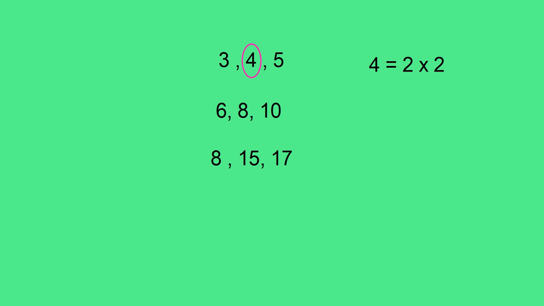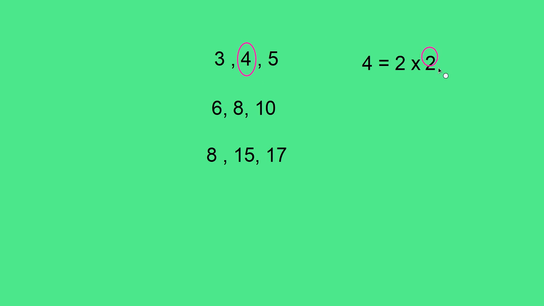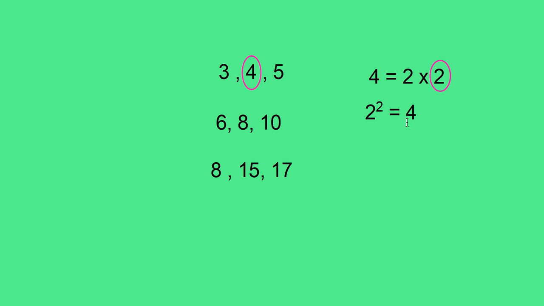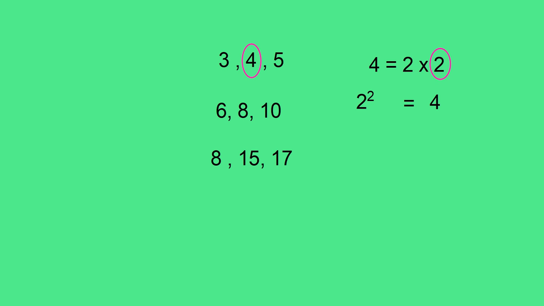How can you find out a Pythagorean triplet if you know a number, if you know one of its sides? Here, consider the number 4. 4 you can write as 2 into 2. From 2 can you get 3 and 5? You know 2 square is equal to 4. Now you subtract 1 from both sides, that is 2 square minus 1 equal to 4 minus 1, that is equal to 3. This is the 3 you are getting here.